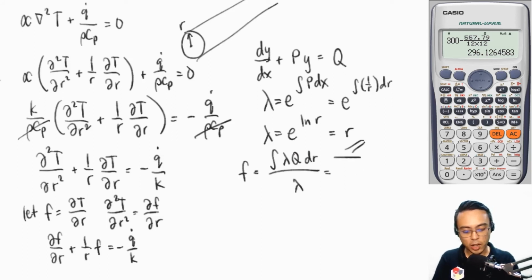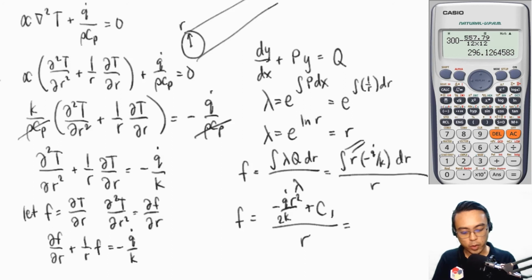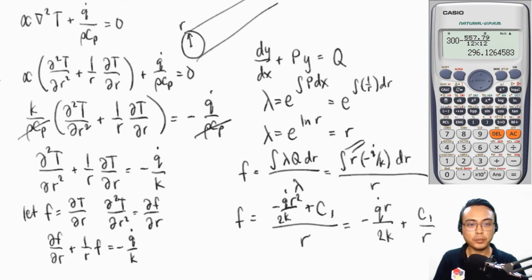Substituting, we have the integral of lambda, which is r, multiplied by capital Q, in this case represented as negative heat generation over thermal conductivity, dr all over r. Integrating the numerator, we now have negative q over k times r squared over 2 plus c1, all over r. Simplifying, we have negative q r over 2k plus c1 over r. We now have solved for the value of f.